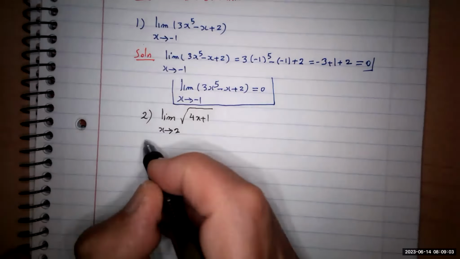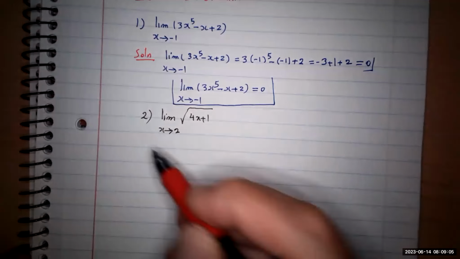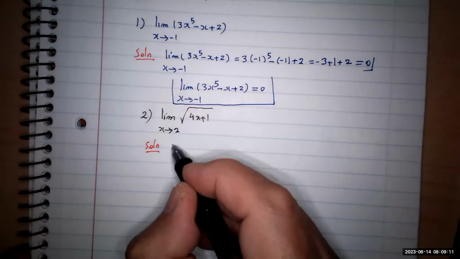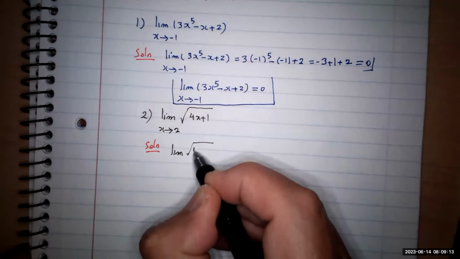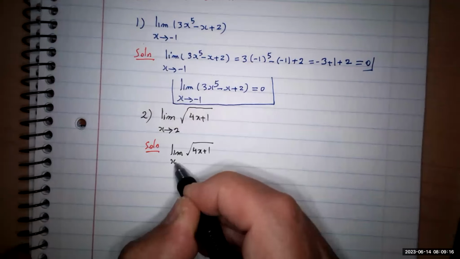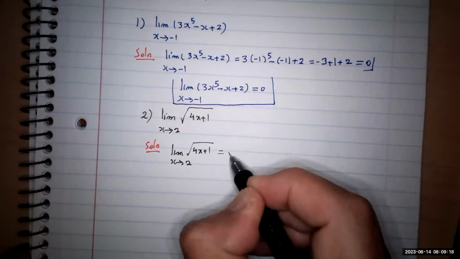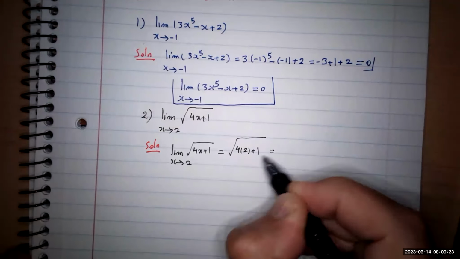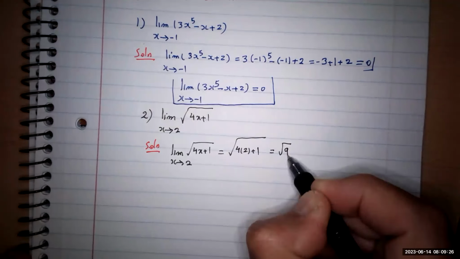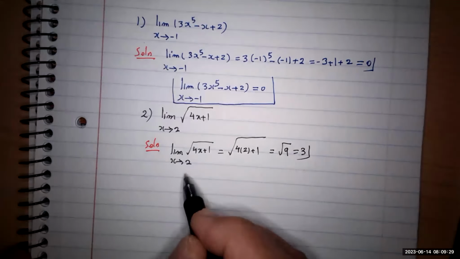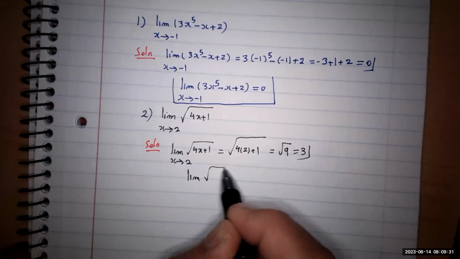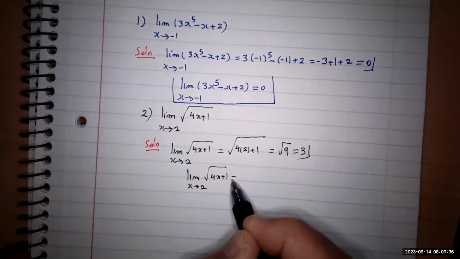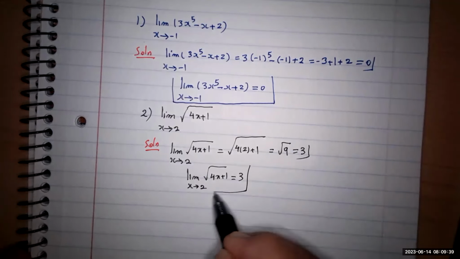So we'll let you do it quickly. This is going to be the solution. The limit of 4x plus 1 as x goes to 2, again direct substitution gives you the result. It's going to be 4 times 2 plus 1, so 8 plus 1 gives you 9. The radical of 9 would be 3. So the limit of the square root of 4x plus 1 as x goes to 2 is simply equal to 3, and we are done.